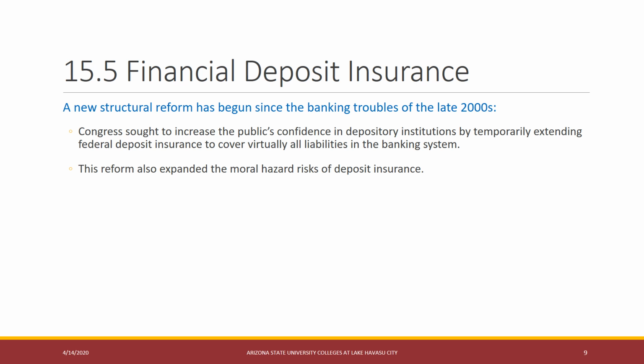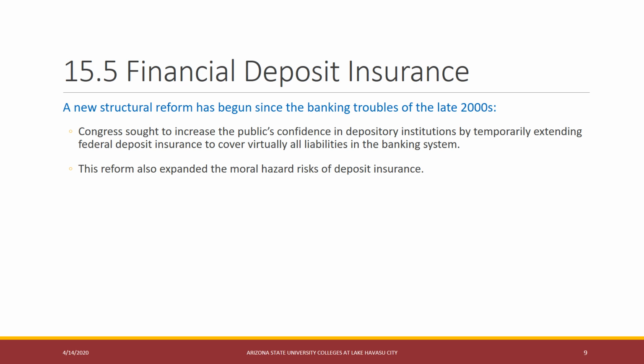There was a new structural reform which began with the banking troubles of the late 2000s. During the banking trouble of the late 2000s, Congress sought to increase public confidence in the depository institutions by extending the coverage to virtually all the liabilities in the banking system. Although this move successfully built up trust in the banks, it also expanded the scope of deposit insurance. To reflect this fact, in late 2010, the FDIC altered the structure of the deposit insurance premiums.